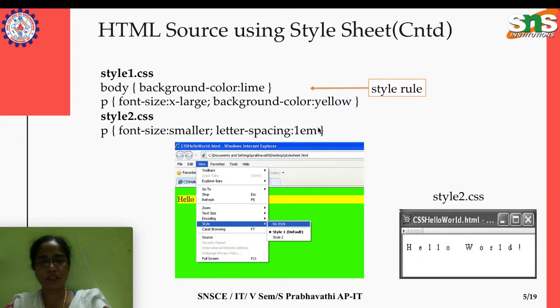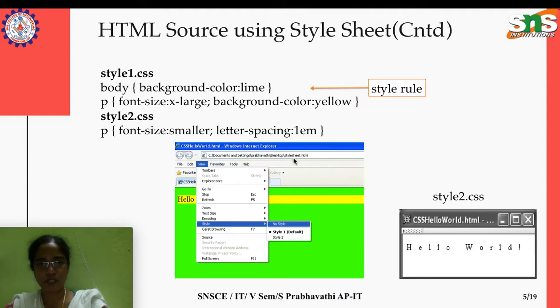Okay. So I will explain 1 em in the forthcoming topics, not in this topic. Just remember there is a style rule something like this. This explanation I will give you in the forthcoming topics. That's it. We have totally 3 files: one HTML file and 2 CSS files, style1.css and style2.css.